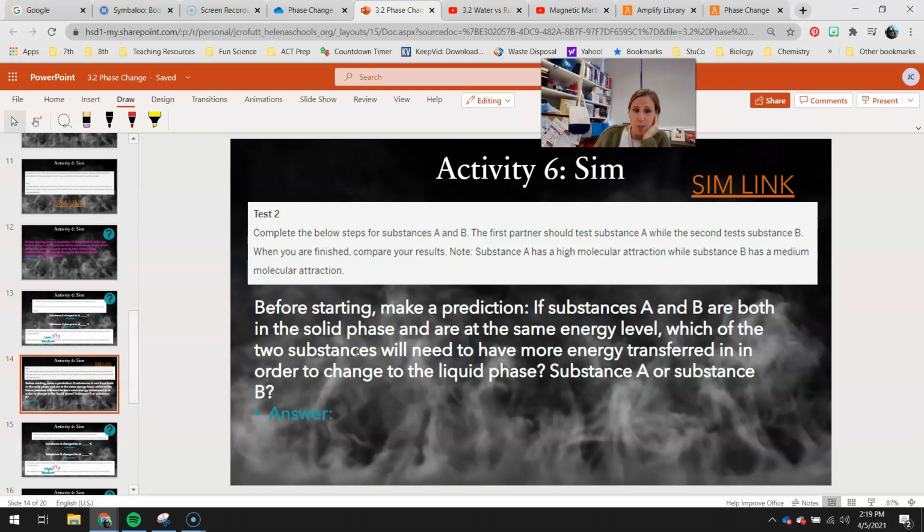If substance A and B are both in the solid phase and are at the same energy level, which of the two substances will need to have more energy transferred in order to change to a liquid? So we're going from a solid to a liquid, so melting. Substance A or substance B.